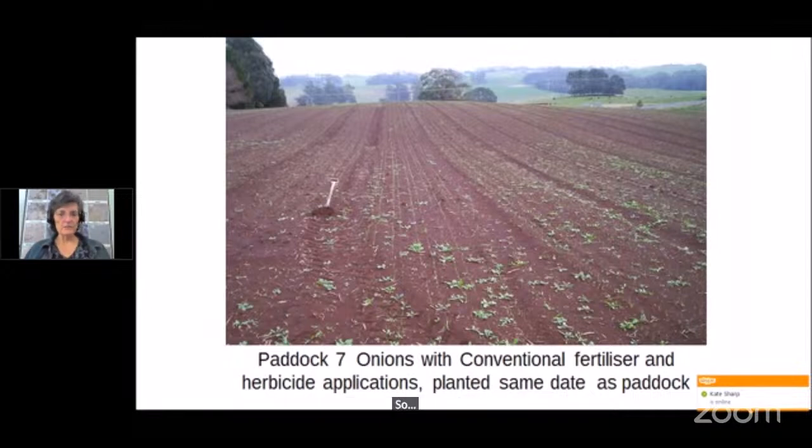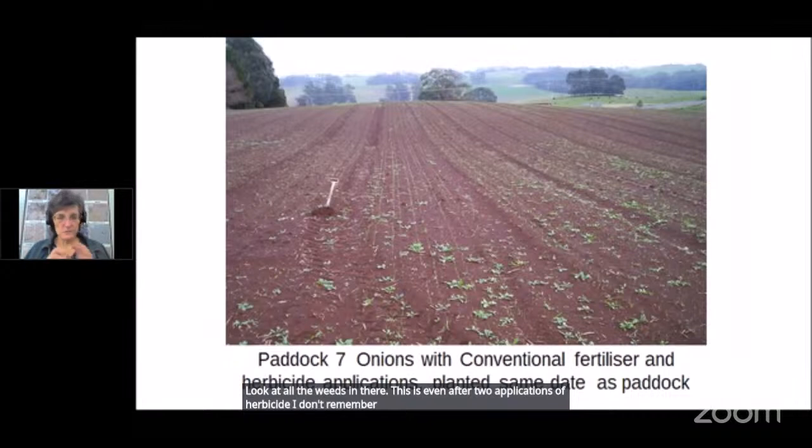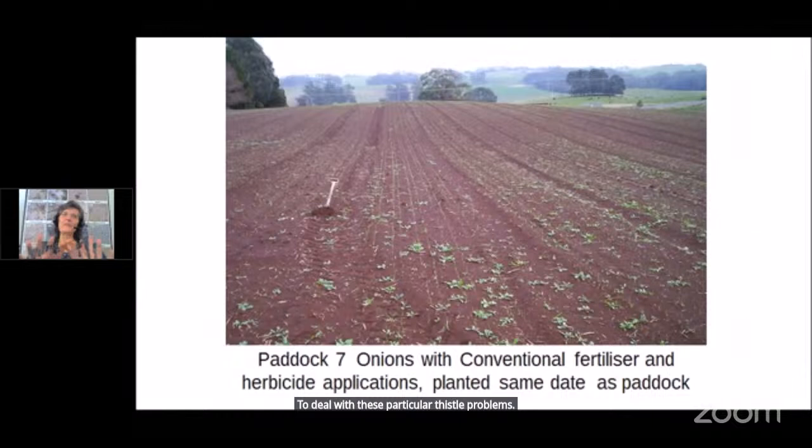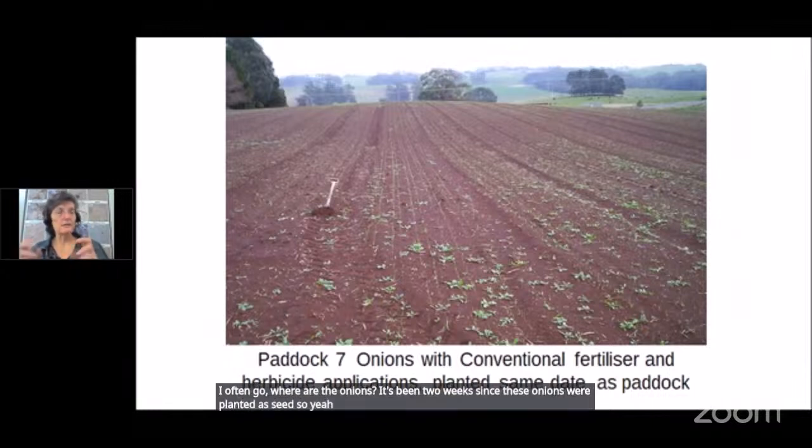So this is the conventional system. Look at all the weeds in there. This is even after 2 applications of herbicide. I don't remember which herbicides he used, but they were standard, typical ones to deal with these particular thistle problems. When I look at this paddock, this field, I often go, where are the onions? It's been 2 weeks since these onions were planted as seed, so yeah, they should be just coming up.